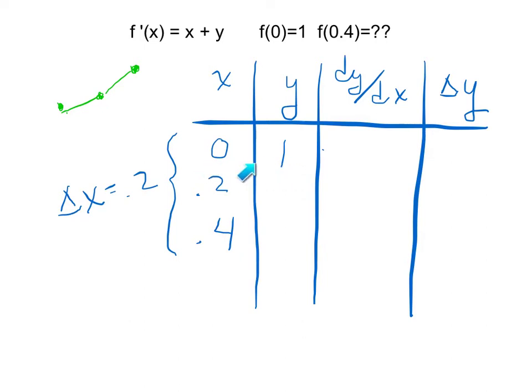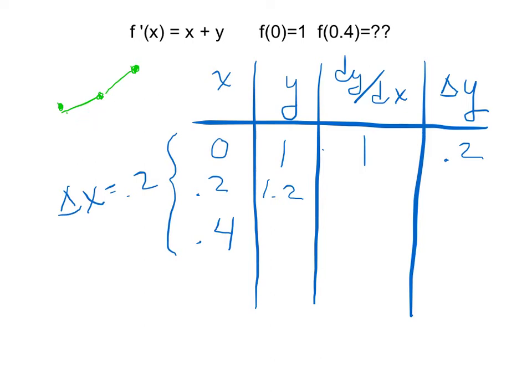At the point (0, 1), our slope is 0 plus 1, which is 1. And when you move along a segment, the change in y is going to be the slope times the change in x. So our slope is 1, our change in x is 0.2, so our change in y is 0.2. So we're now going to take that result, that 0.2, which is our change in y, add it to our original y, and we get a new y value of 1.2. So at this location now, we have a y value of 1.2.